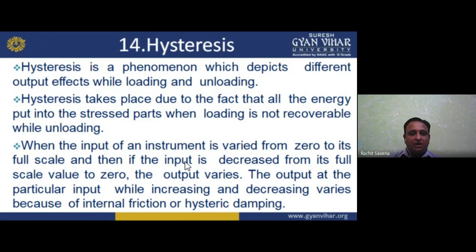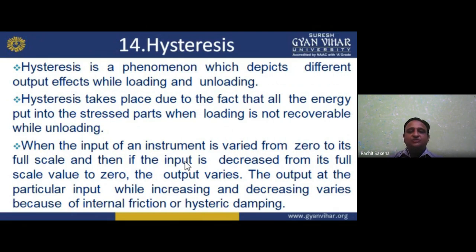Hysteresis is a phenomenon which depicts different output effects while loading and unloading. Hysteresis takes place because all the energy put into the stressed parts while loading is not recoverable while unloading.